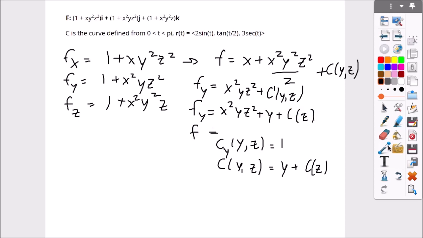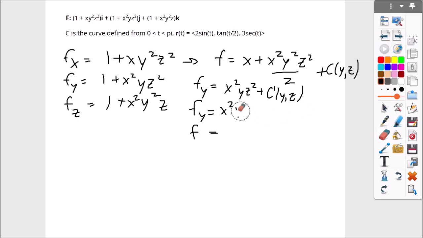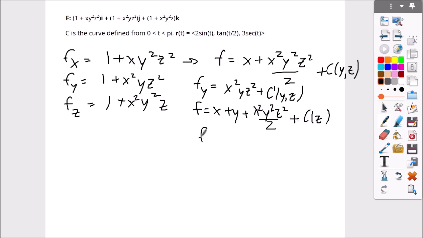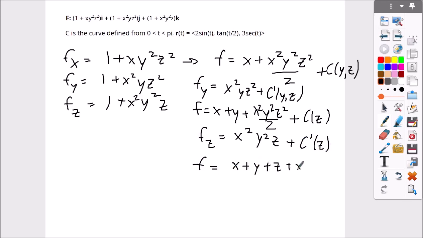So f is, or no, sorry. F is x plus y plus x squared y squared z squared over 2 plus c of z. So f sub z is x, or no, not, yeah, x squared y squared z plus c prime of z. And c prime of z is 1, so I'm not going to write that work again. F is x plus y plus z plus x squared y squared z squared over 2 plus c.